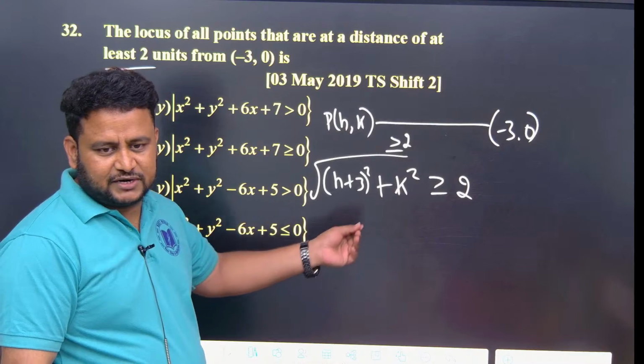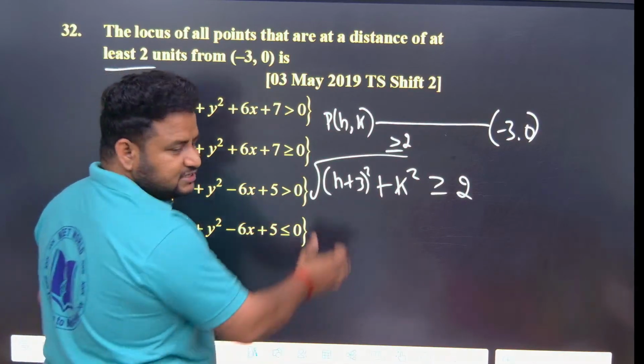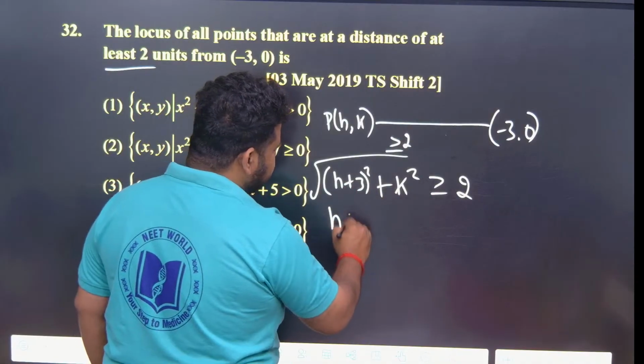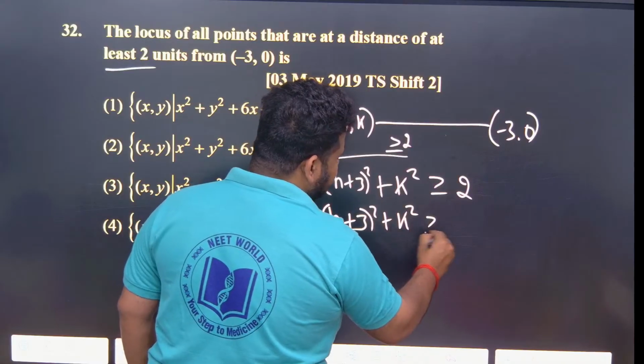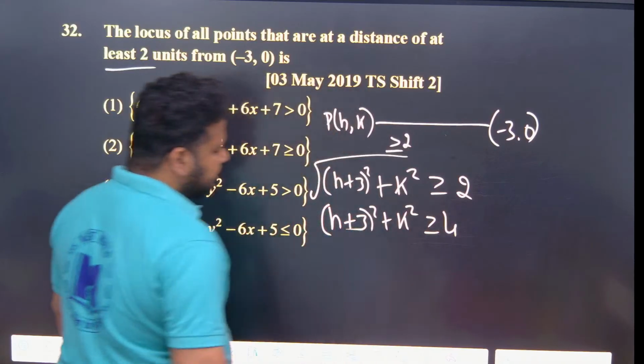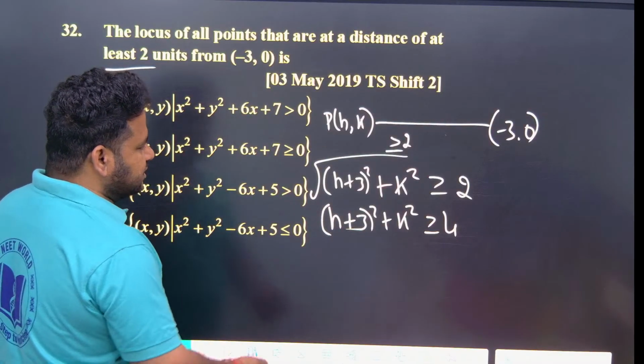At most 2 would mean I would have written less than or equal to 2. So it is greater than or equal to 2. Then I will square on both sides. So this will become (h plus 3) whole square plus k square is greater than or equal to 4. This is what we are getting. Now if I expand this, what will I get?